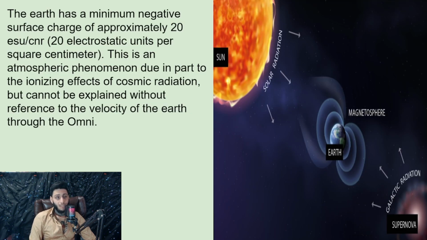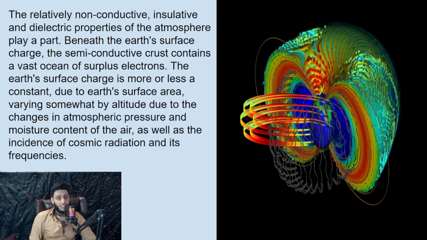The Earth has a minimum negative surface charge of approximately 20 ESU per square centimeter, 20 electrostatic units per square centimeter. This is an atmospheric phenomenon, due in part to ionizing effects of cosmic radiation, but cannot be explained without reference to the velocity of the Earth through the Omni. The relatively non-conductive, insulative, and dielectric properties of the atmosphere play a part. Beneath the Earth's surface charge, the semiconductive crust contains a vast ocean of surplus electrons.